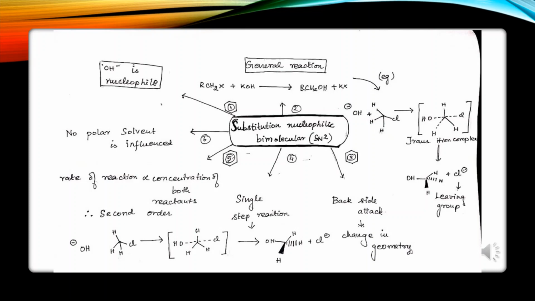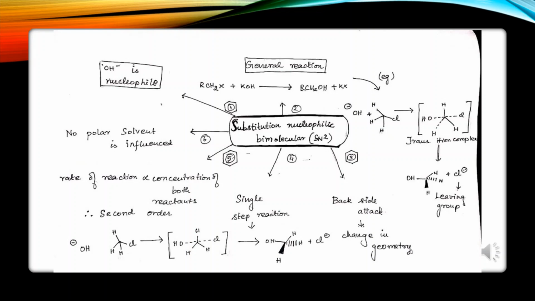Next is the SN2 reaction. Let's see about the SN2 reaction now. First, OH minus is the nucleophile here. The second one is the general reaction. The general reaction in SN2 is RCH2X plus KOH gives RCH2OH plus KX.